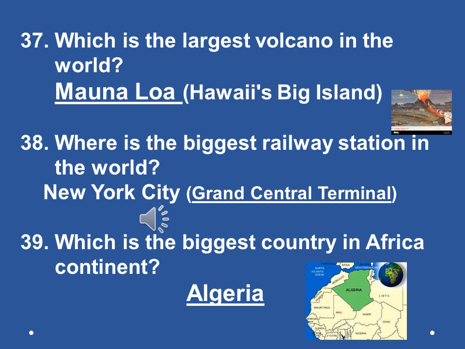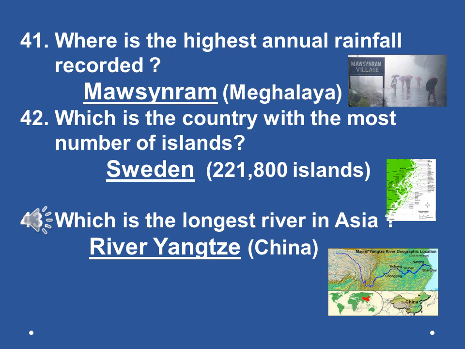Where is the biggest railway station in the world? New York City, Grand Central Terminal. Which is the biggest country in Africa? Algeria. Where is the highest annual rainfall recorded? Mawsynram, Meghalaya.